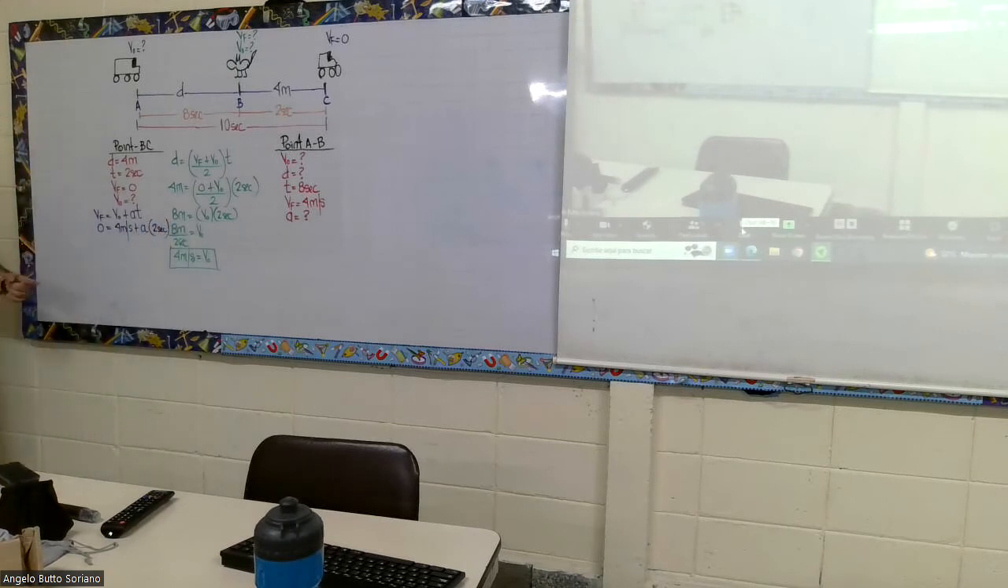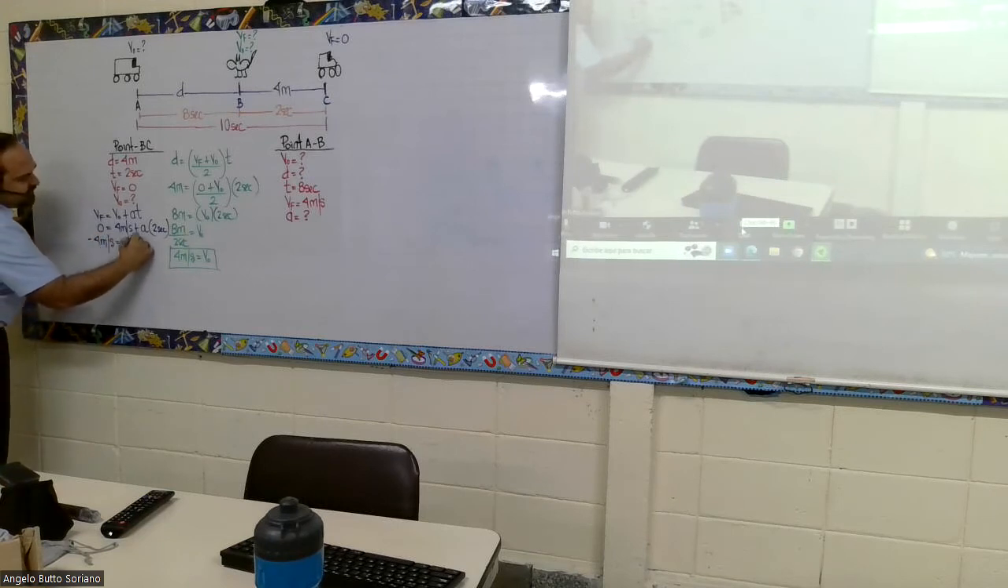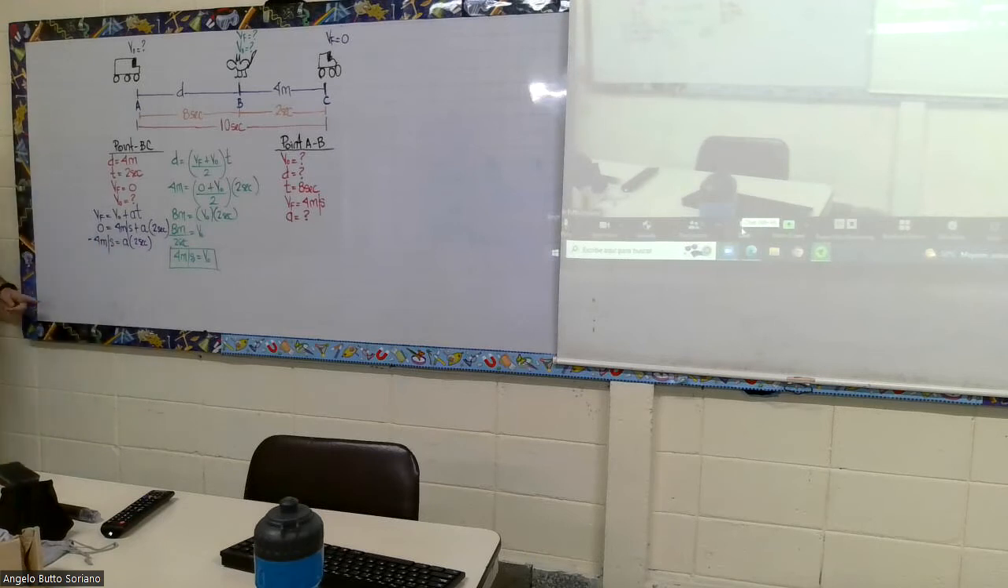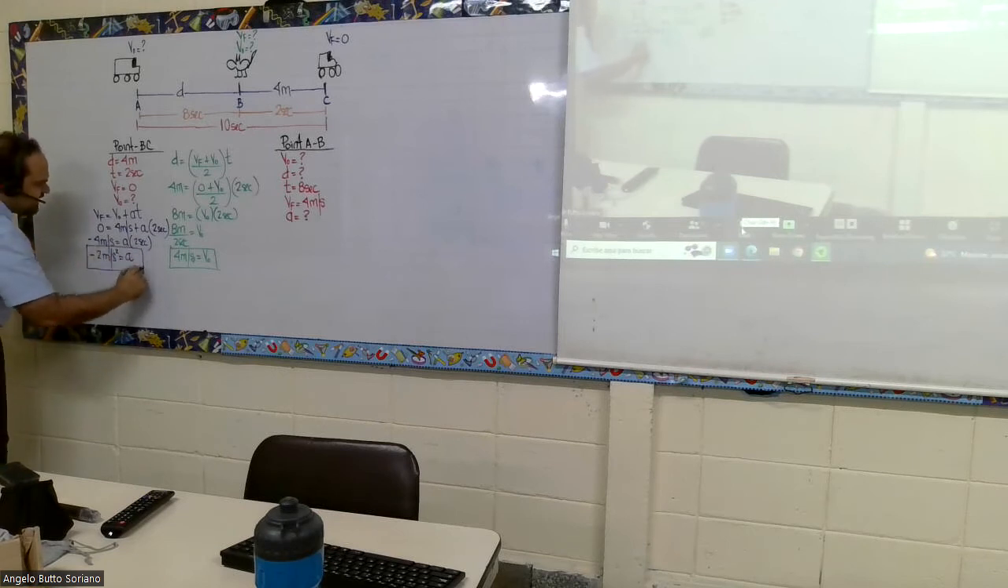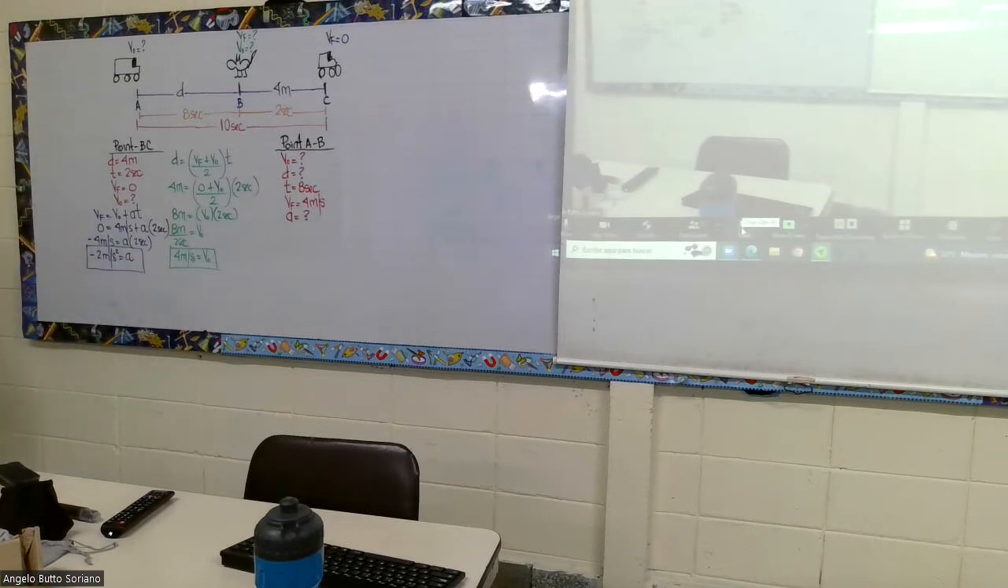Now, let's see what happened. The 4 meters per second is adding, so it passes to the other side subtracting, equals a times 2 seconds. And because this 2 is multiplying, it passes to divide. So 4 divided by 2 is 2. So we got a negative acceleration, negative 2 meters per second squared. Why does it make sense that we have a negative acceleration? Because it's stopping, it's braking.